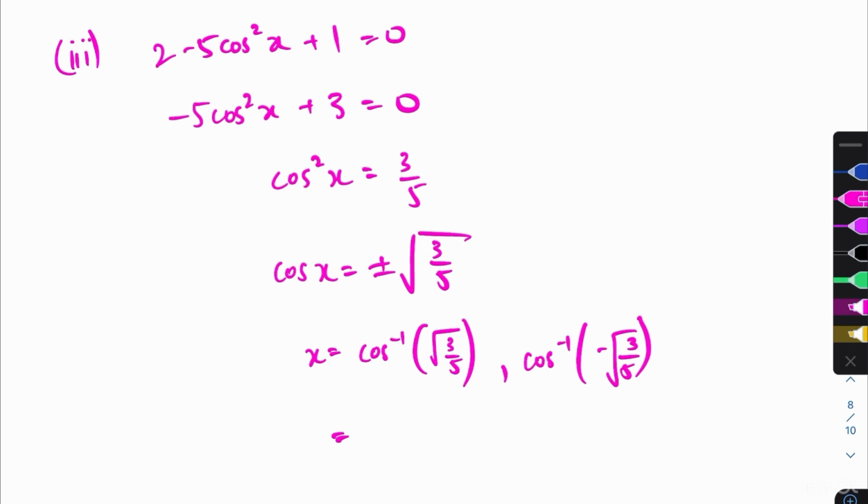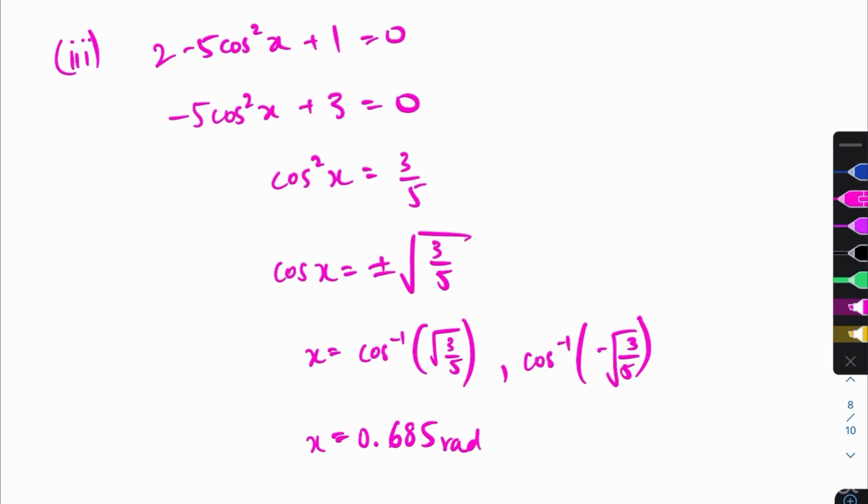So for the positive one, when I type this into my calculator, I get x equals 0.685 radians. This is to 3 significant figures. So I actually got 0.684719, blah, blah, blah. But, you know, Cambridge usually likes us to write it in 3 significant figures. And since it was 6847, we're going to round this up to 5 for 3 significant figures.